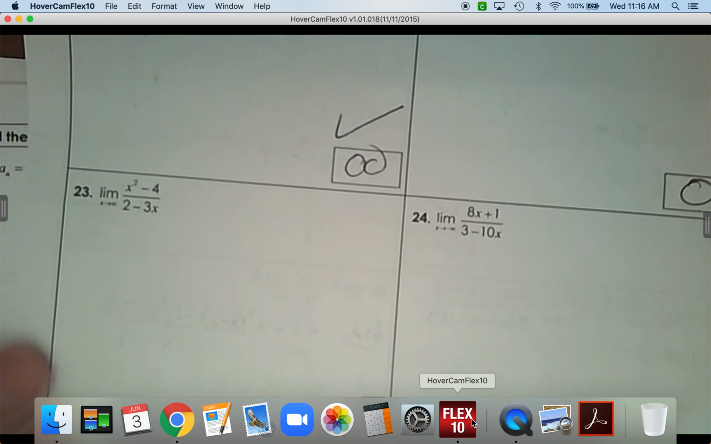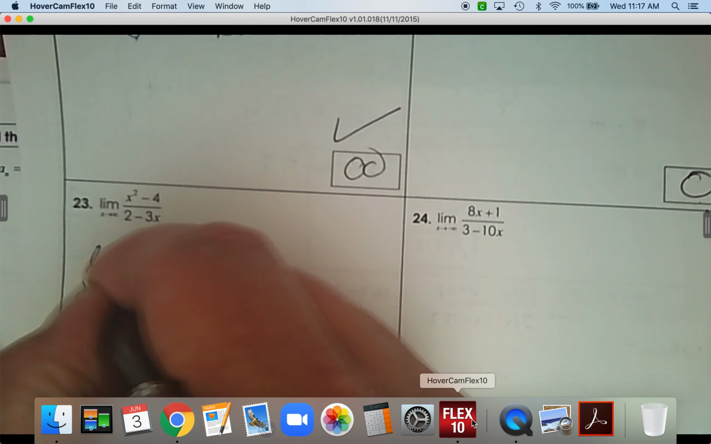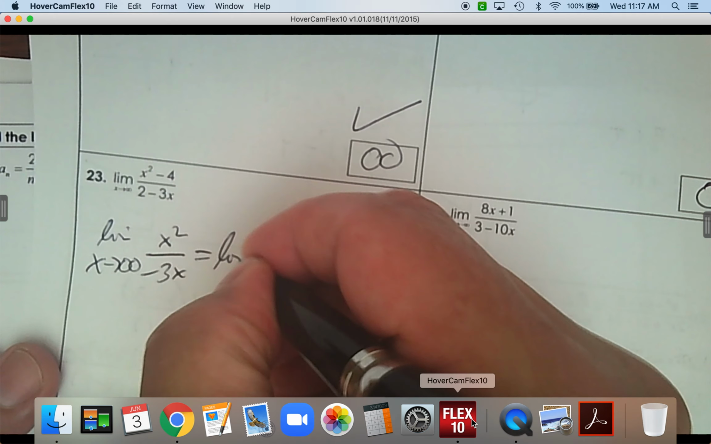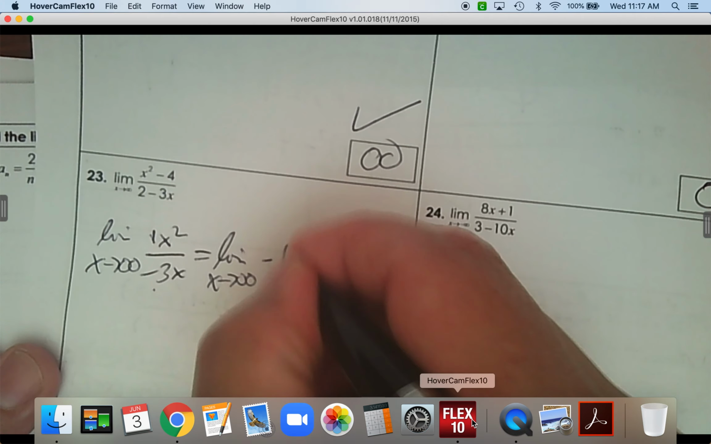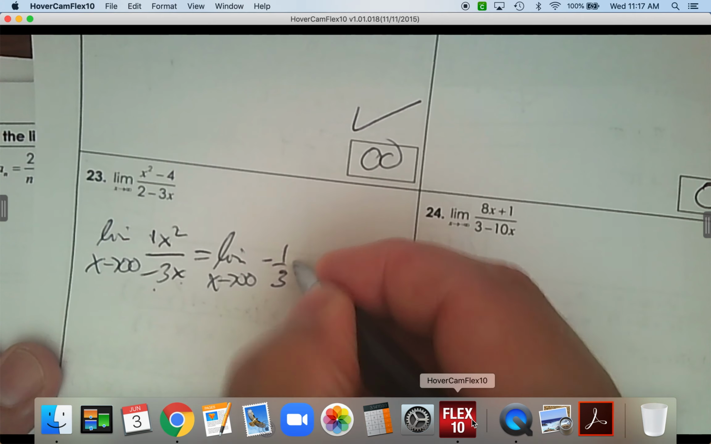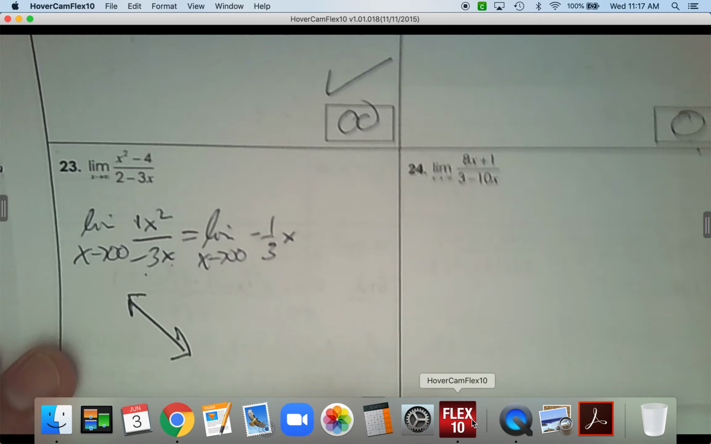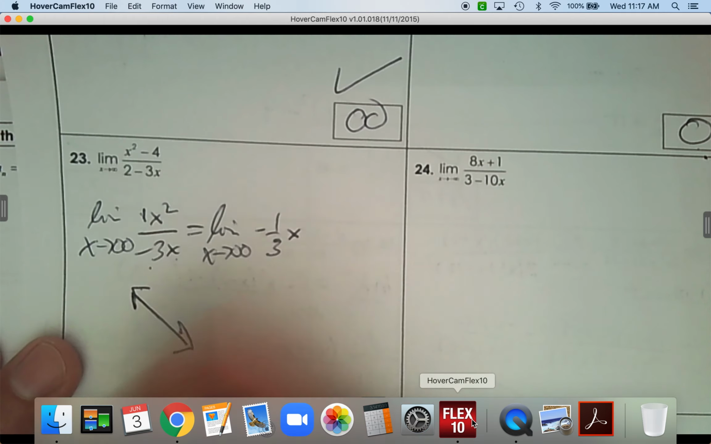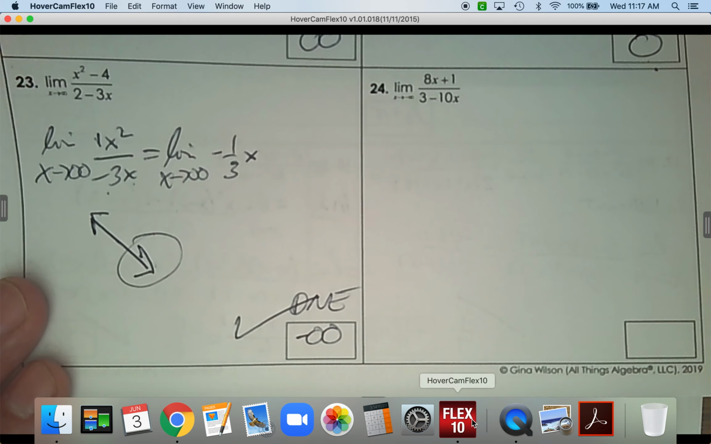Number 23. The limit as x approaches infinity, power over power. So the limit as x approaches infinity of x squared over negative 3x. I'm going to simplify this. What you don't see is a 1 over negative 3. So it's really negative 1/3. And x squared divided by x is just x. This is a negative sloped line, like down 1 to the right 3. It doesn't matter about that. What matters is the end behavior. So a slope that's negative for a line, tell me where the right end is going, and the answer is negative infinity, or you could have said does not exist, and that's the correct answer.